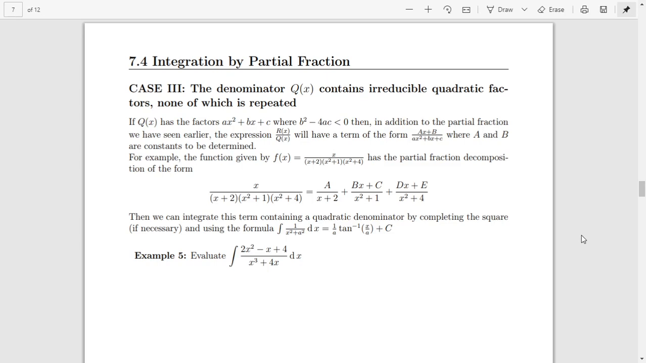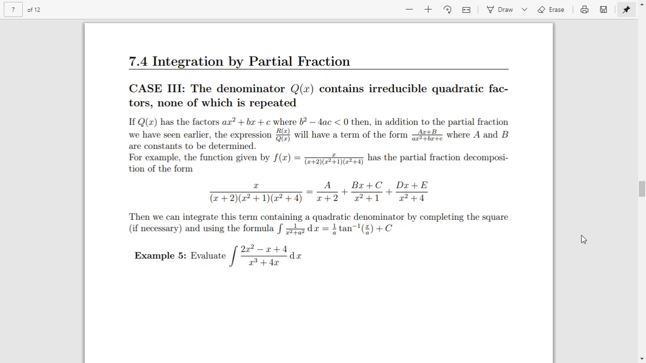So if q of x can be factorized into ax squared plus bx plus c such that b squared minus 4ac is less than 0, that means this quadratic factor is irreducible. We talked about it in an earlier video. In addition to the partial fractions we have seen earlier, that is the linear decomposition of the expression r of x over q of x, we will have a term of the form ax plus b all over this irreducible quadratic term, where a and b are constants we need to determine.